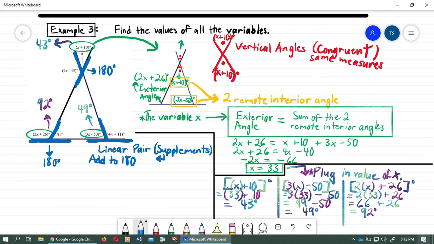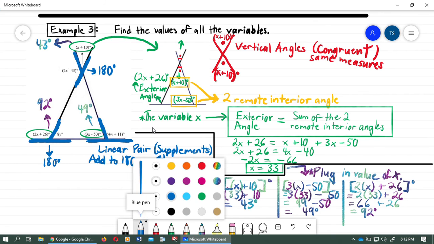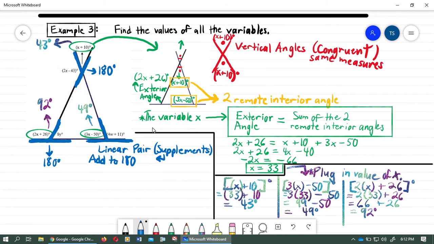After we plug in the value of x into those three variable expressions, we get that the measures of those three angles are 43 degrees, 49 degrees, and 92 degrees. The best way for us to figure out the value of the other variables is to use what we said about those linear pairs.